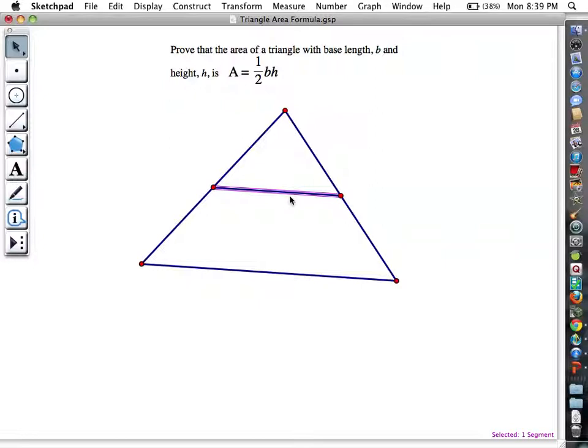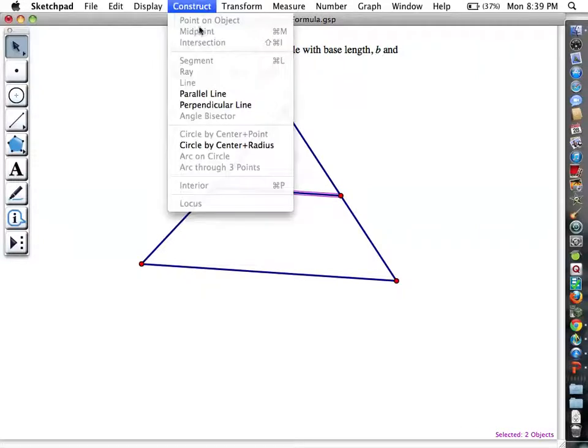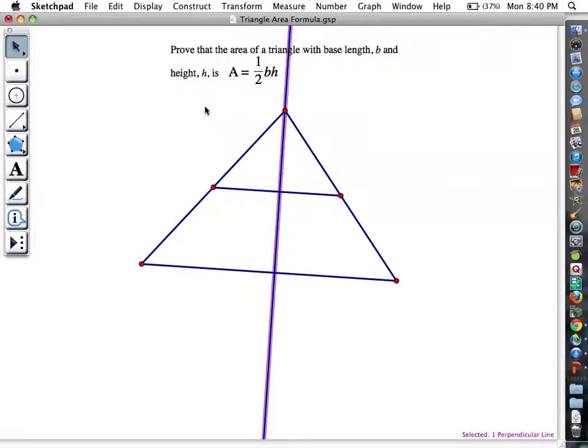Well, something tells me I can do some rotation, and I need to rotate some 90-degree corners over here. So let's do this. Let's take a perpendicular to this segment that goes through this point. Now I only want that segment to go from here to here, so let's put a point at the intersection of the perpendicular line and the mid-segment. Now that I've done that, we can hide the perpendicular line.